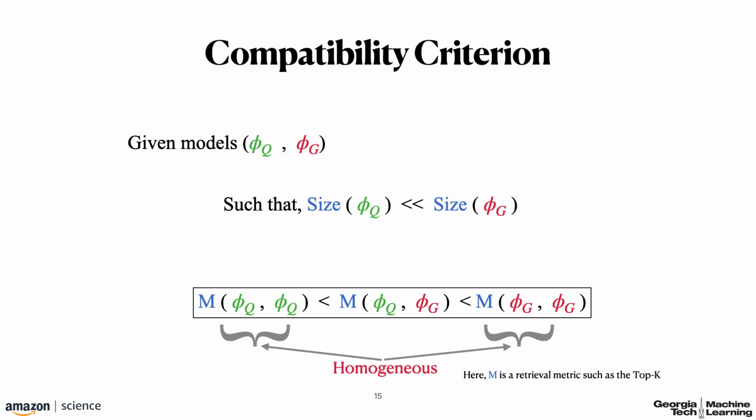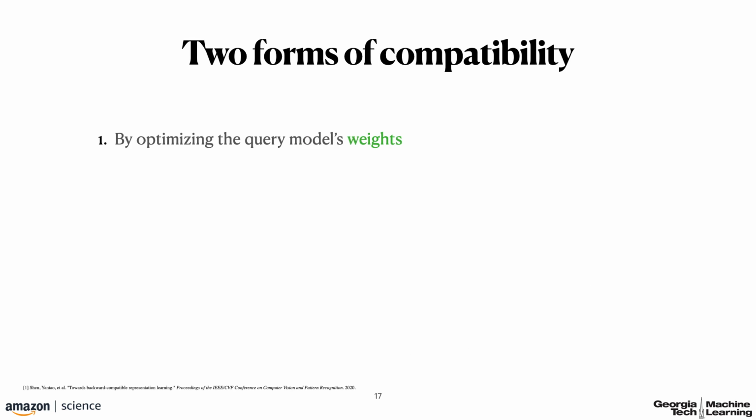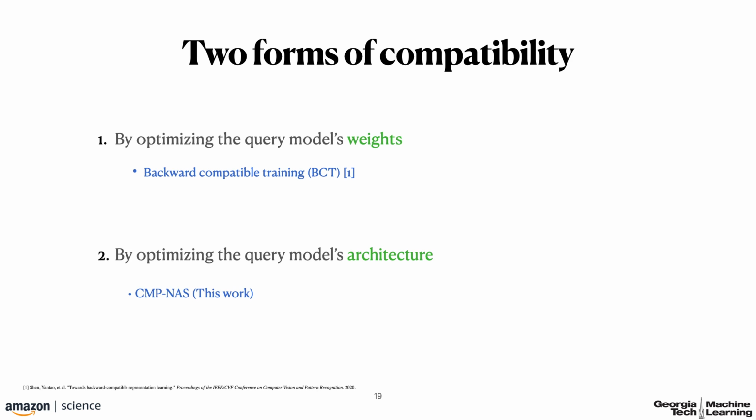On the two extremes, we have homogeneous visual search systems with either the query or the gallery models on both the client and the server. In the middle, we have our desired heterogeneous system. In the paper, we look at two ways of achieving compatibility. First is by optimizing the query model's weights, which we show can be achieved by minimizing the recently proposed BCT loss. Second is by optimizing the query model's architecture, for which we propose the CMP-NAS strategy.